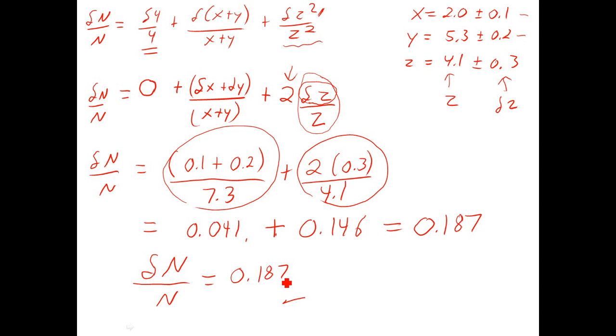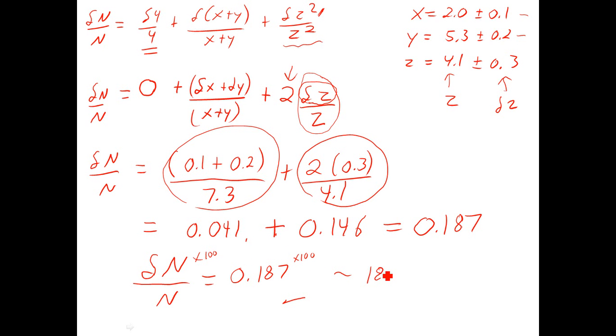0.187. So we have that the uncertainty in n divided by n is equal to 0.187. Now this is interesting because we're actually just a small step away from finding a percent error. If you were to multiply this by 100 and multiply this by 100, look what you have.